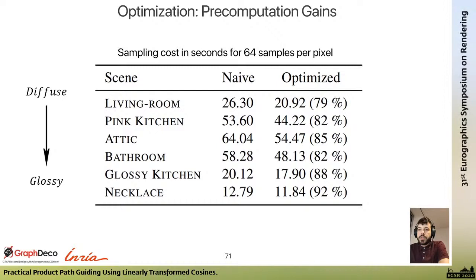Here we see the gains for this optimization for our test scenes, sorted from the more diffuse ones to the more glossy ones. The results shown are the sampling cost for 64 samples per pixel in seconds.